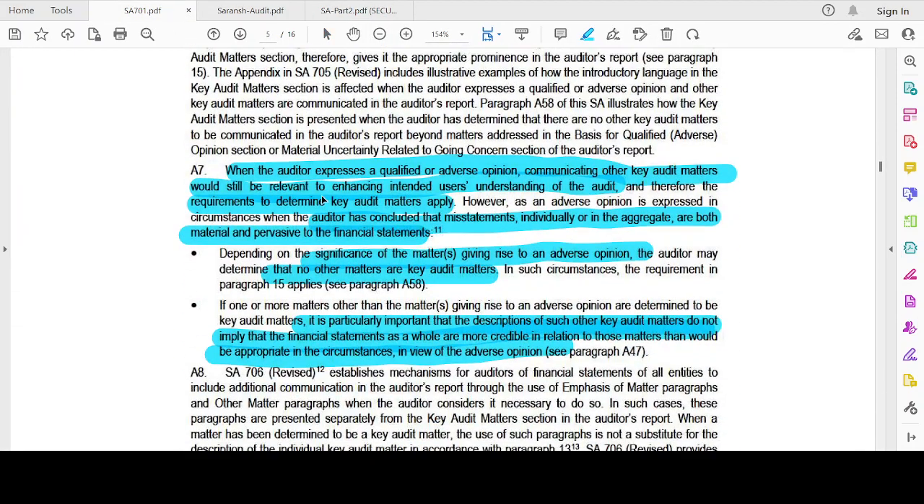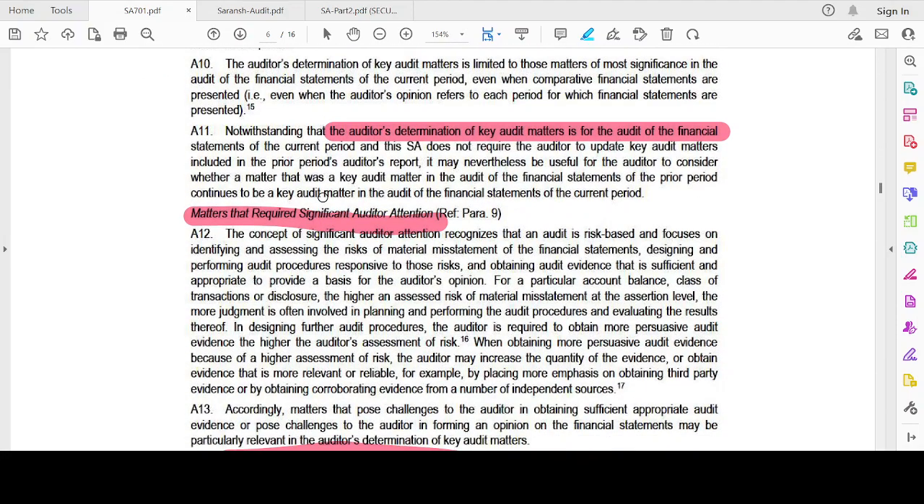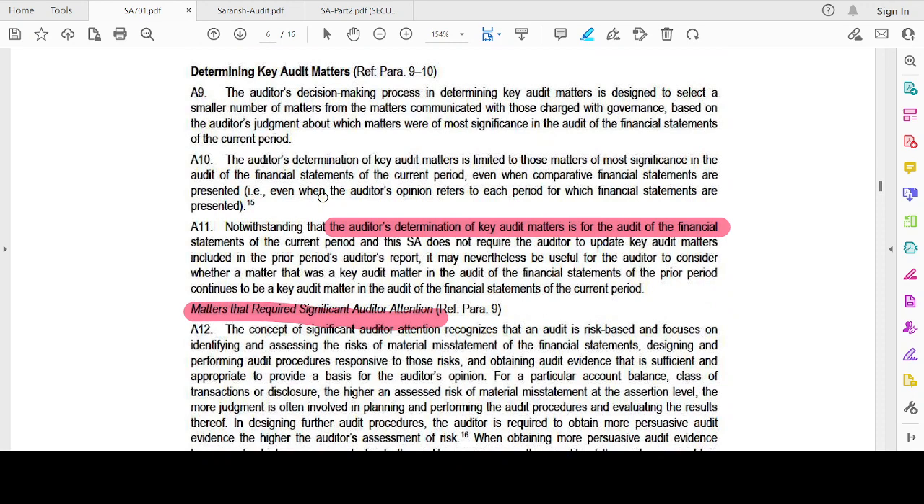Now, let's continue. Okay, great. Determining the key audit matters. We have to determine what are those key audit matters from the matters that have been communicated with the TCWG. Notwithstanding the auditor's determination of key audit matters for the audit of financial statements of the current period, this SA does not require the auditor to update the key audit matters included in the prior period auditor's report.